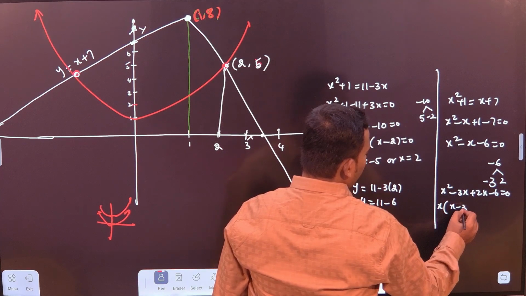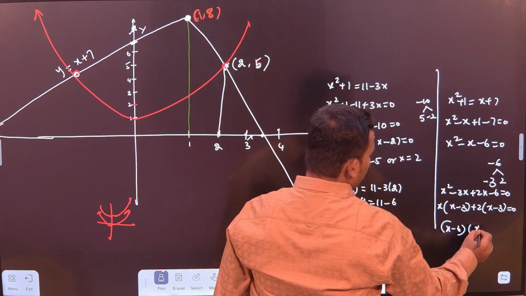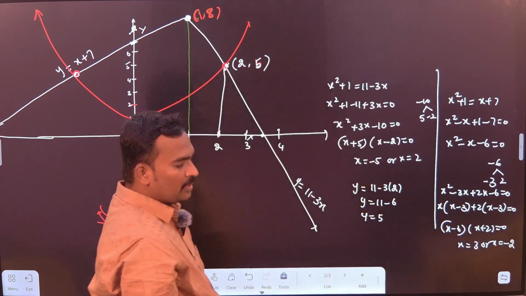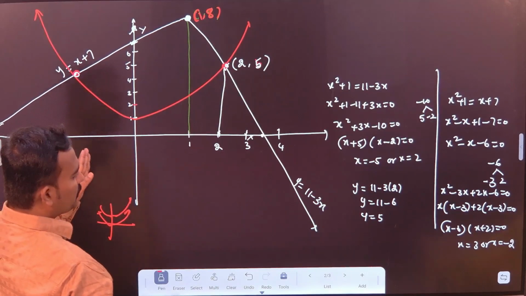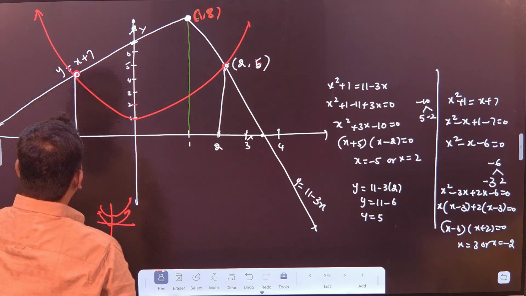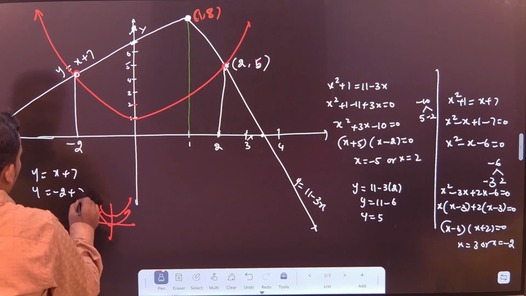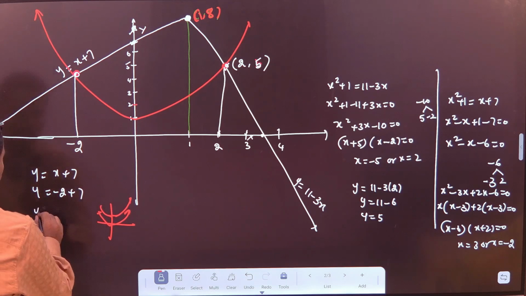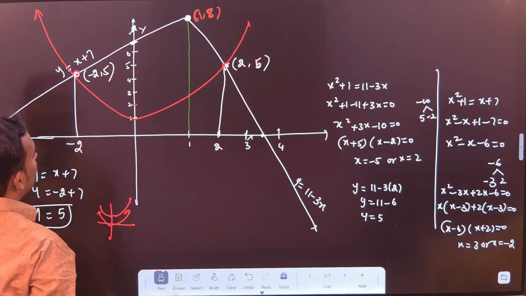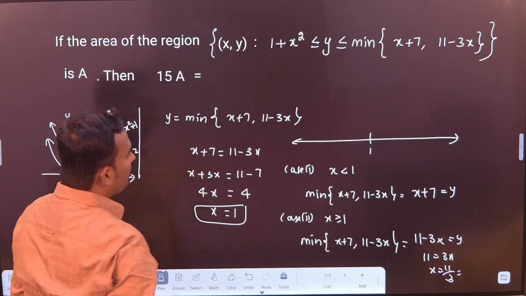If I take x common, x minus 3 plus 2 (taking x minus 3 common) is equal to 0. So (x minus 3)(x plus 2) equals 0, that is x equals 3 or x equals minus 2. Here is the negative x-axis now, so which one is possible? The minus 2. If you put it in, y is equal to plus 5. The same, this point is (minus 2, 5). Okay, fine. Now you can see the given question.